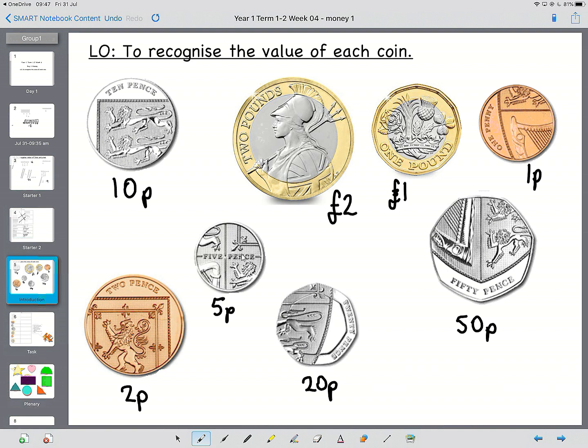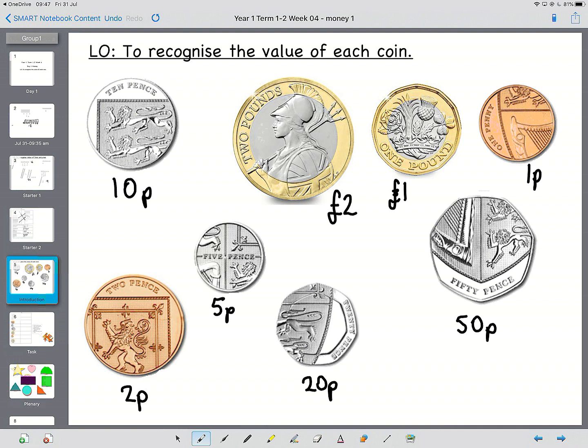These two are more or less the same size. These two are more or less the same size. And these ones, if you have actually handled them, what else have you noticed about them? That's right, they're thicker as well. So there's lots of different ways.